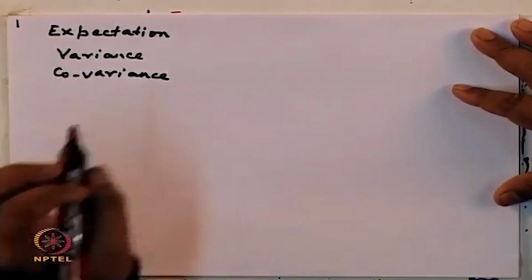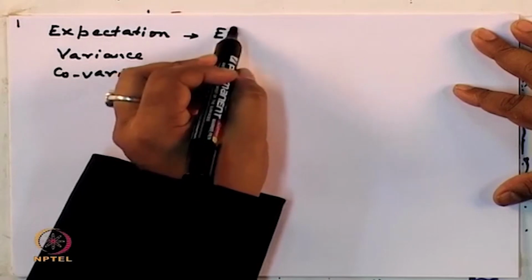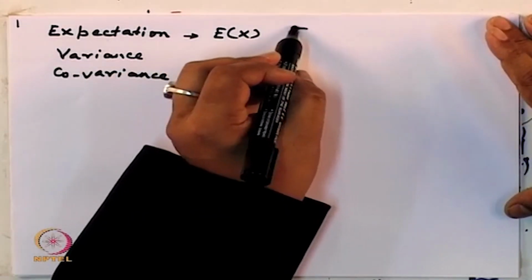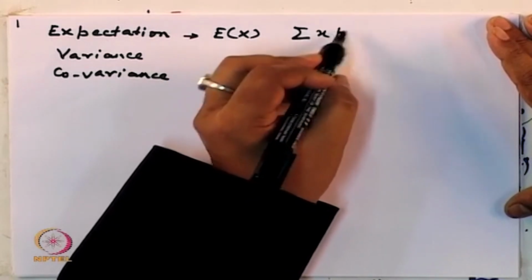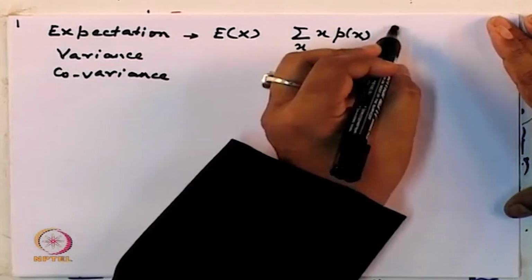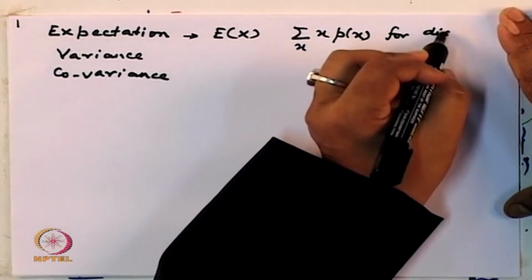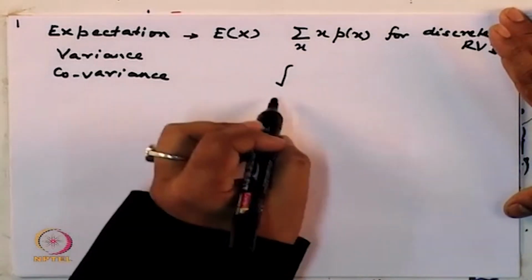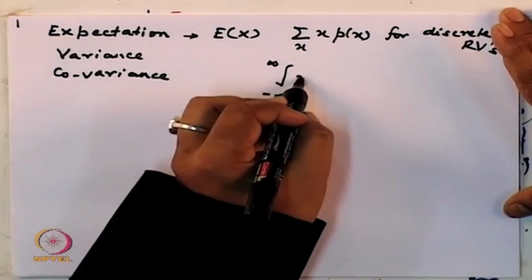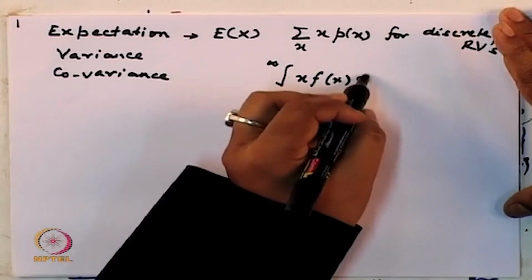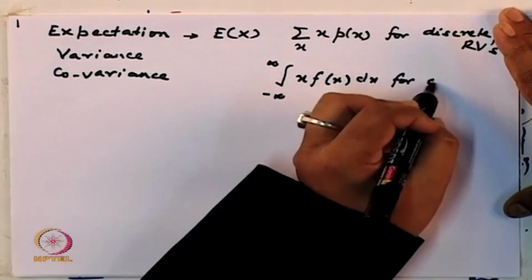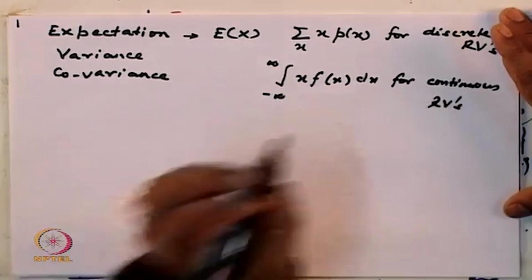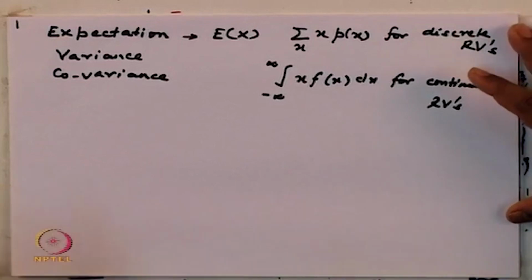So, expectation is written as E of x for a random variable x, and is defined as either summation x p of x over all x for discrete RVs, and integral x f of x dx for continuous RVs. Okay. So, let us take the following example.